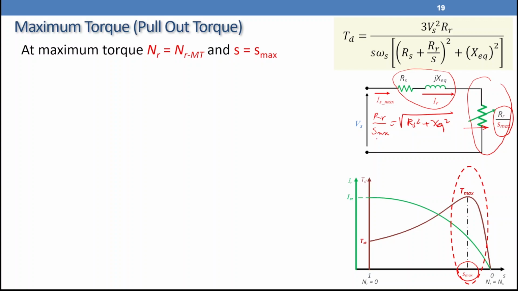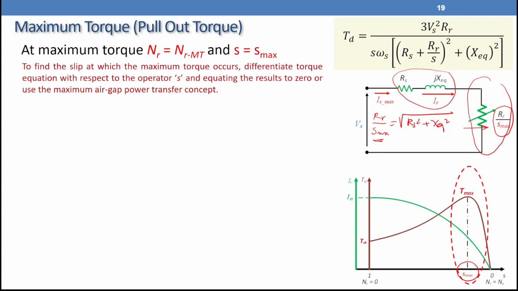So at that time, we can calculate S maximum, which equals R rotor over this root. So let's look here. To find the slip, we can differentiate the torque equation and find the operator S when it equals 0, and then we're going to substitute in the torque, or using maximum air gap power transfer concept, like what I did here.